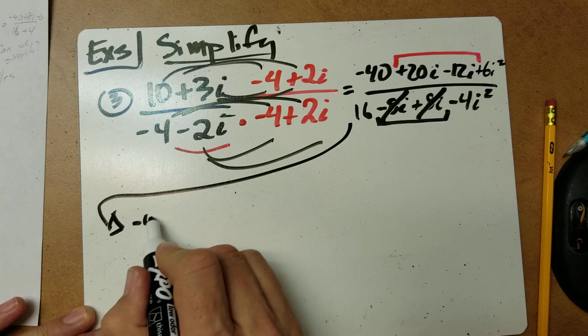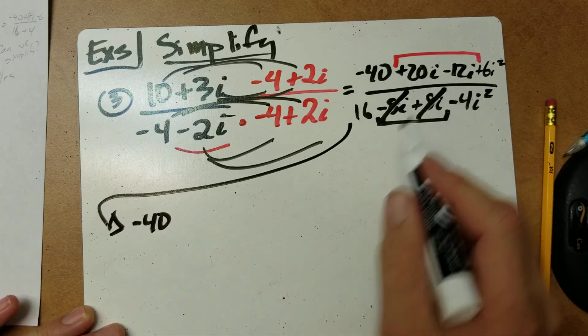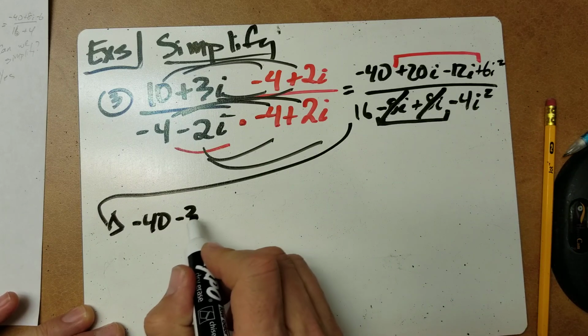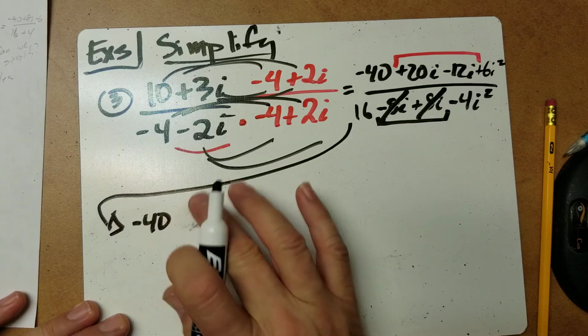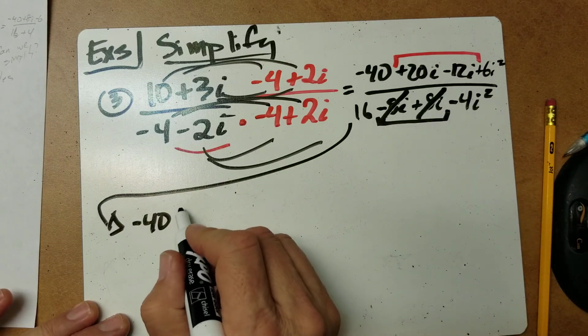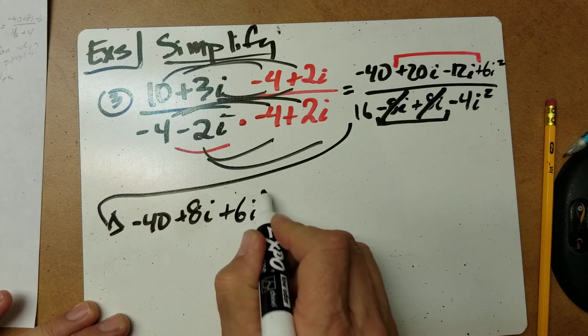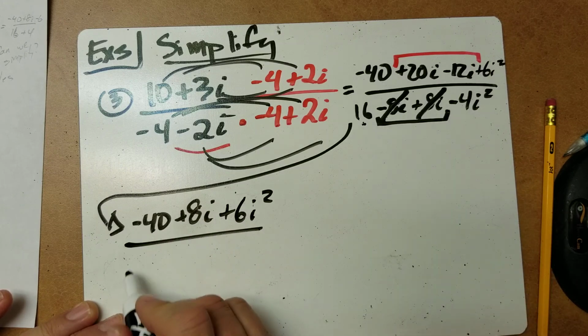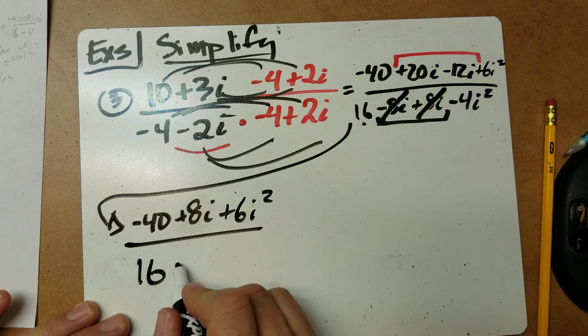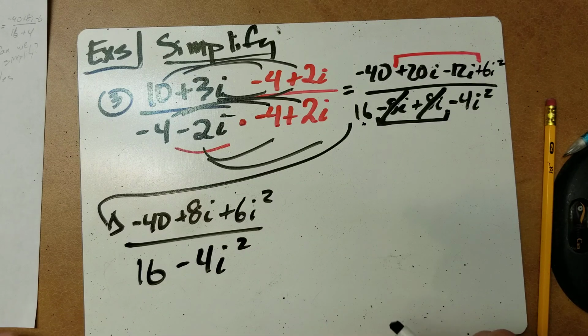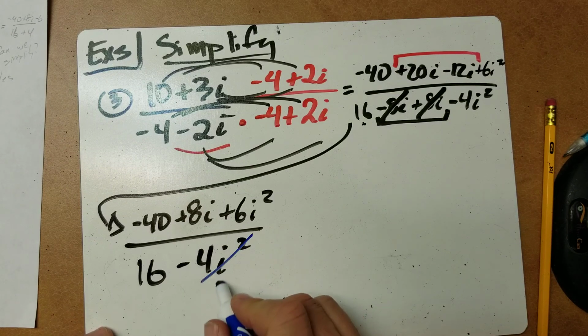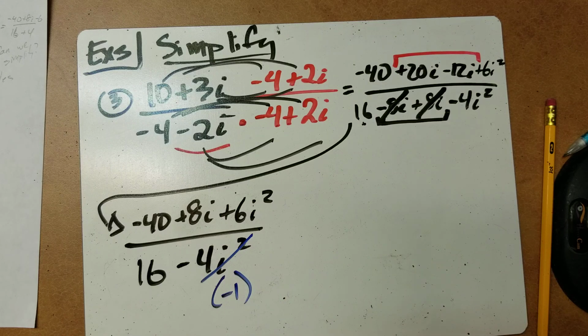So now I've got negative 40. I'm going to add these together. This is negative 30. No, it isn't. That is positive 8i plus 6i squared over, on the bottom, I've got that 16, and this is minus 4i squared. Now, remember, you know what I'm going to say. What is i squared? i squared, negative 1, right? So I'm going to deal with that in a second.